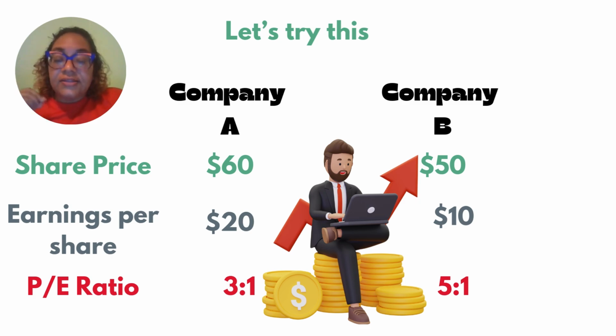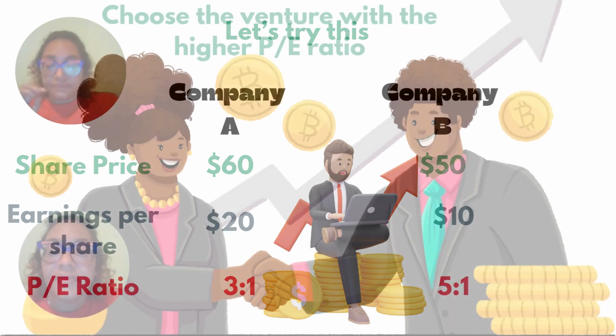When he looked at the earnings per share, Company A's earnings is $20 and Company B's earnings are $10. So, if you were to divide the share price by the earnings, the price earnings ratio for Company A is 3 to 1 and for Company B is 5 to 1. Which one do you think that Sam should invest in?